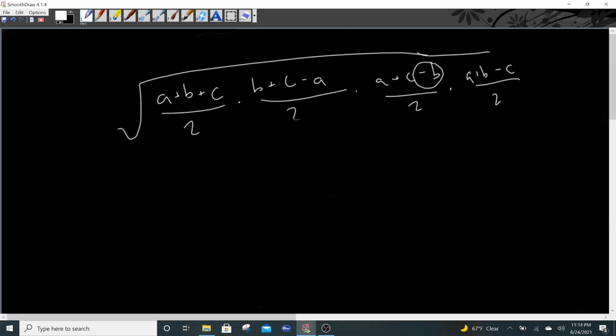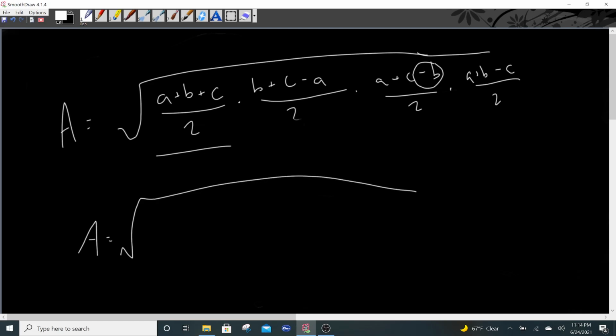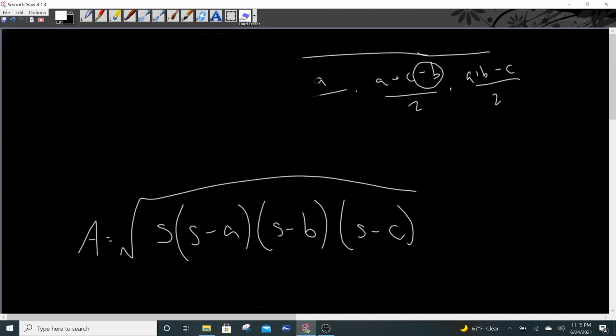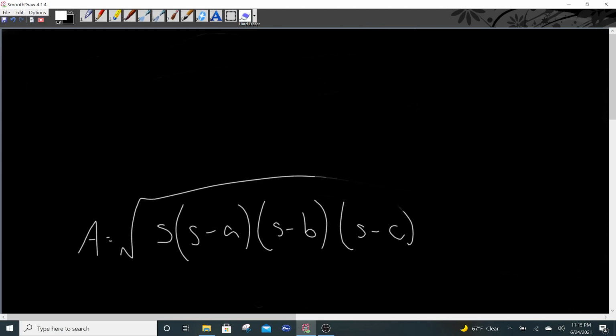So this comes back to our original Heron's formula. If this is S, then the area of any triangle would be, well, not any triangle. If the side length is 0, then that's a special case. But the area of any triangle with real numbers would be the square root of S times S minus A times S minus B times S minus C. And that's just where we get our Heron's formula from, with a bunch of mini proofs along the way.